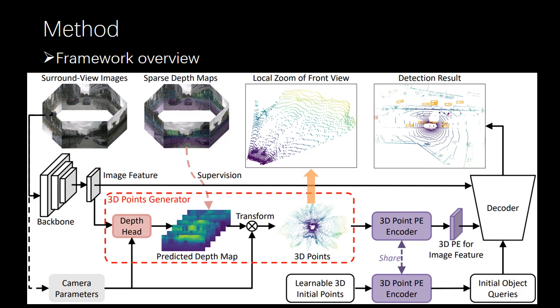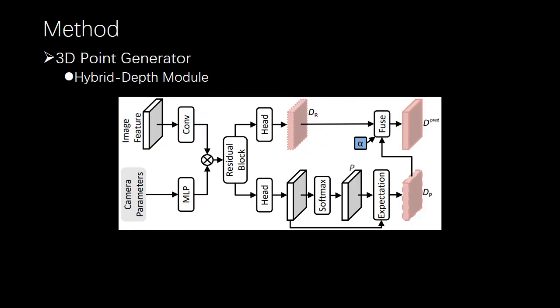The plot on the top shows an intuitive illustration of surround view images, sparse point projection, local zoom of front view and detection result. In the local zoom of front view, the 2 dense point blocks located in the left bottom corner indicate the 2 car objects in the front view. The plot on the bottom shows the detailed components of our method. Inspired by BEV depth and PGD, we design a hybrid depth module that fuses the directly regressed depth and categorical depth with a learnable weight.